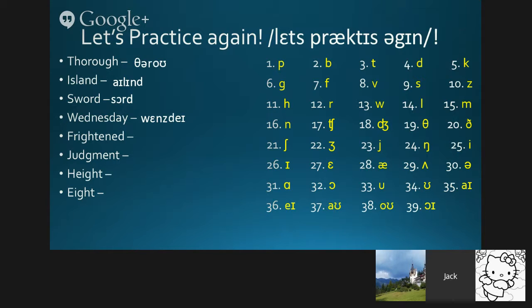Next we have frightened. Frightened. You see that ED is spelled with an ED, but it's actually just pronounced like D. Frightened. Next we have judgment. Here the J and the DG are making the same sound.